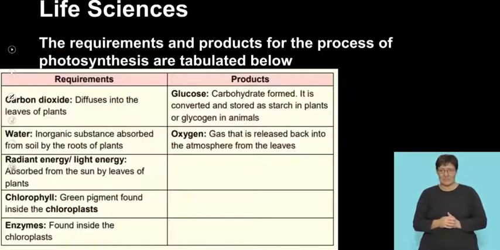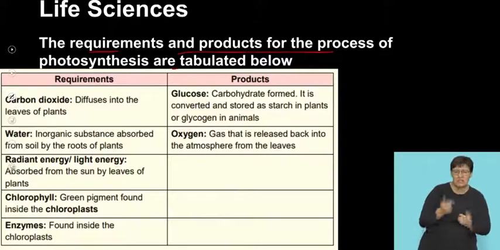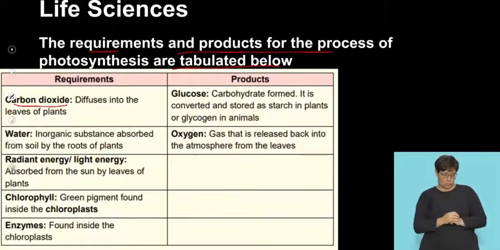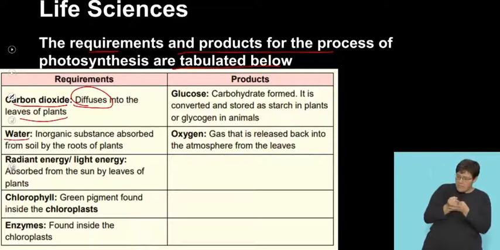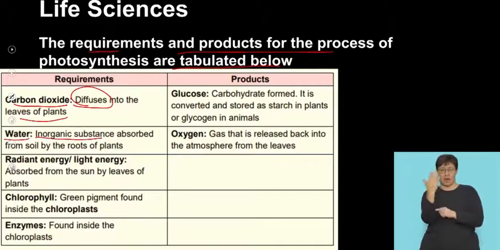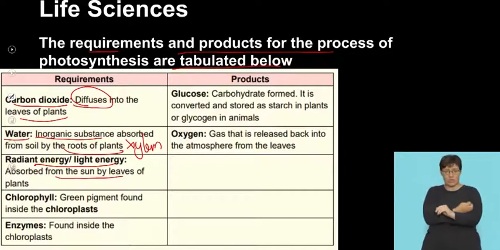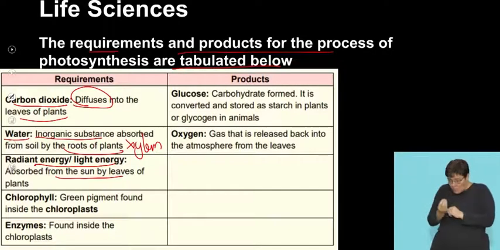Right, so the requirements and products of the process of photosynthesis can be tabulated as follows. We need carbon dioxide, and that we get through diffusion into the leaves of plants. Water is an inorganic substance that can be absorbed from the soil and transported via the xylem vessels to the leaves, and that we get from the roots of a plant. We also know that radiant energy, which we get from the sun, is absorbed by the leaves, which contain chloroplasts.